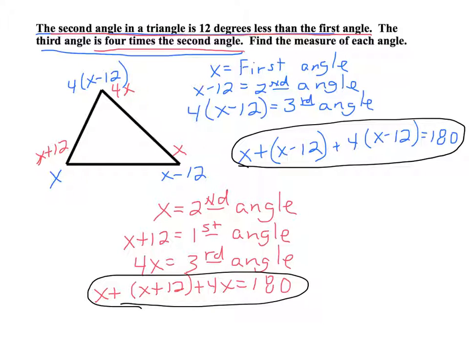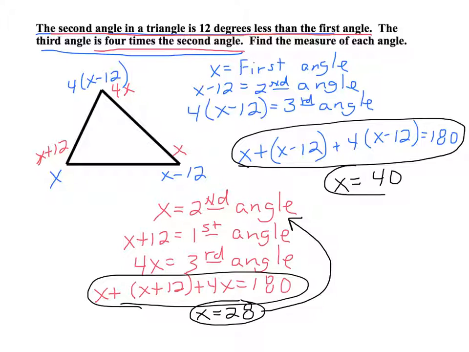If I go through and solve this algebraically, I'm not going to do the work right now, I am going to get x is equal to 40. If I go through and solve this, I am going to get x is equal to 28. But remember, I am talking about two different things being equal to x. In the second way I did it, x was the second angle. In the first way I did it, x was equal to the first angle.